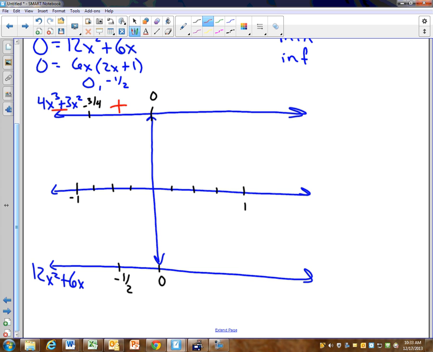What's the number to the right of 0 that you can plug in? 1. 4 plus 3, positive. Do you see it did not change? Didn't change. You'll see with the shape, it's really cool. Okay, so you got that. What's the number over here we can plug in? -1, and you will get a positive result.